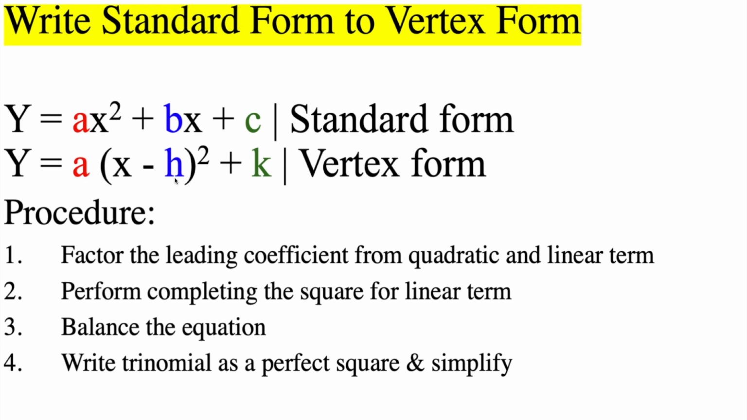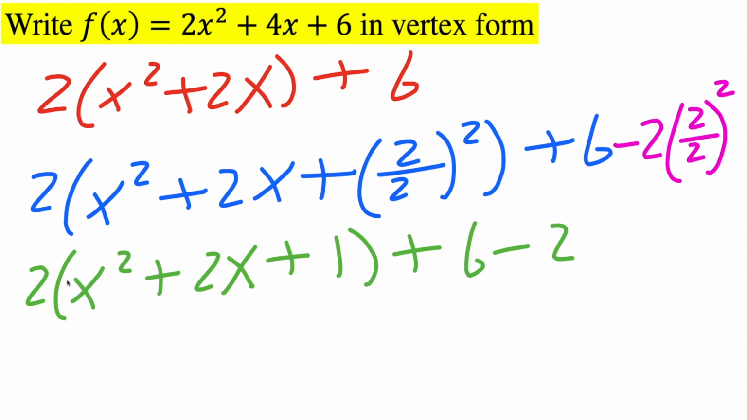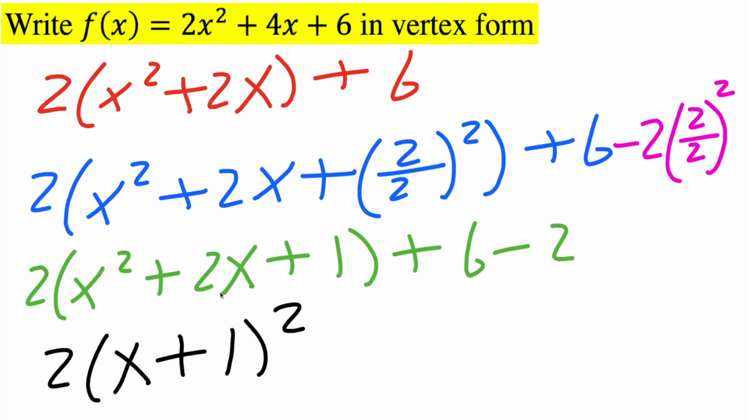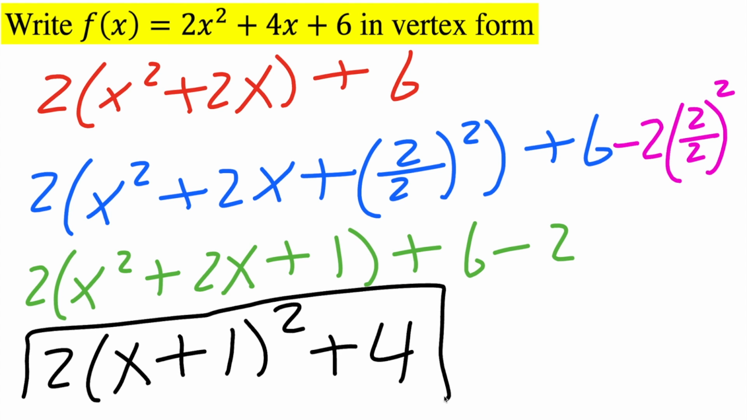Okay, our fourth step says write trinomial as a perfect square and simplify. So that's where we're doing this thing right here. We're doing parentheses x minus a number squared. That's what we're going to do right now. So we're going to say 2 parentheses. We'll put our x. And we think to ourselves, what number times itself gives you 1, but adds up to give you 2? Well, 1 times 1 is 1, and 1 plus 1 is 2. And if that's not clear, again, I'll put a playlist video of factoring. So that should help. Plus 6 minus 2 is 4. Now this right here is our answer in vertex form. And that's pretty much it for this video.